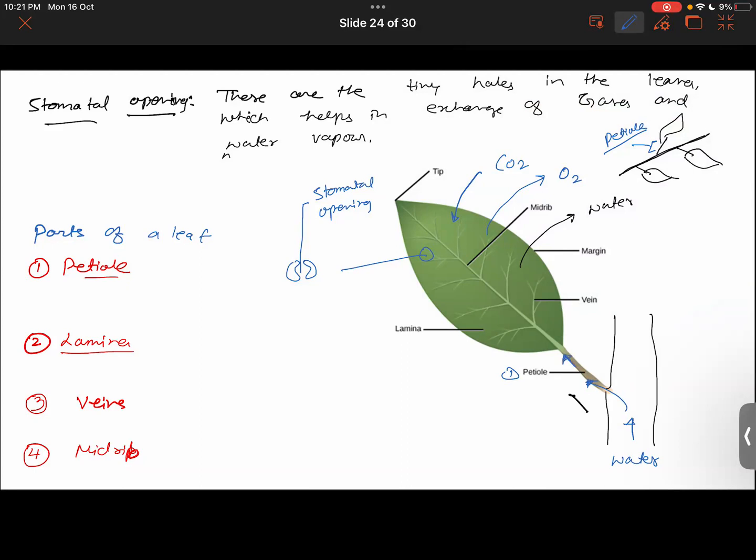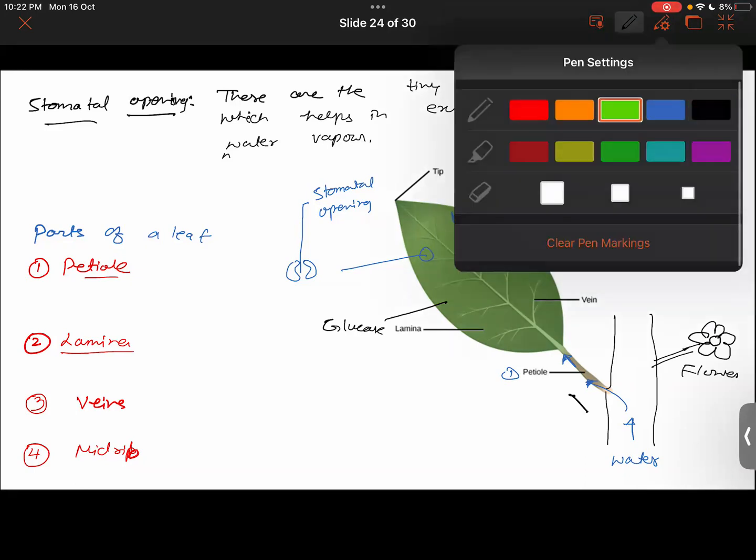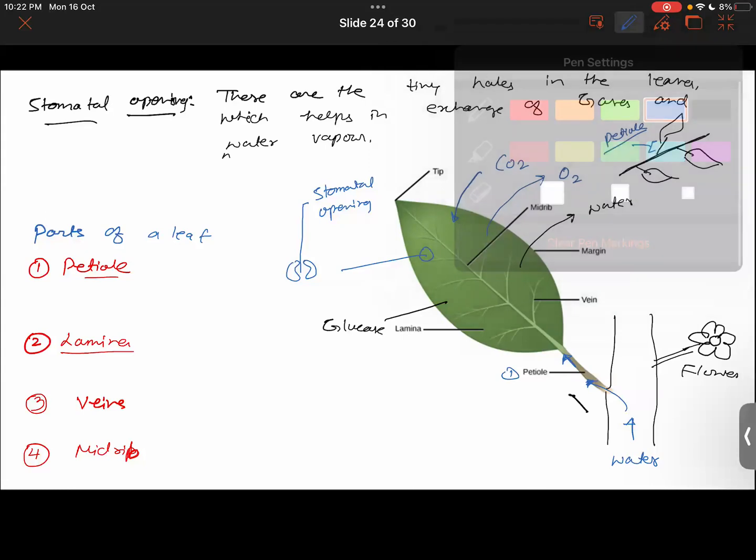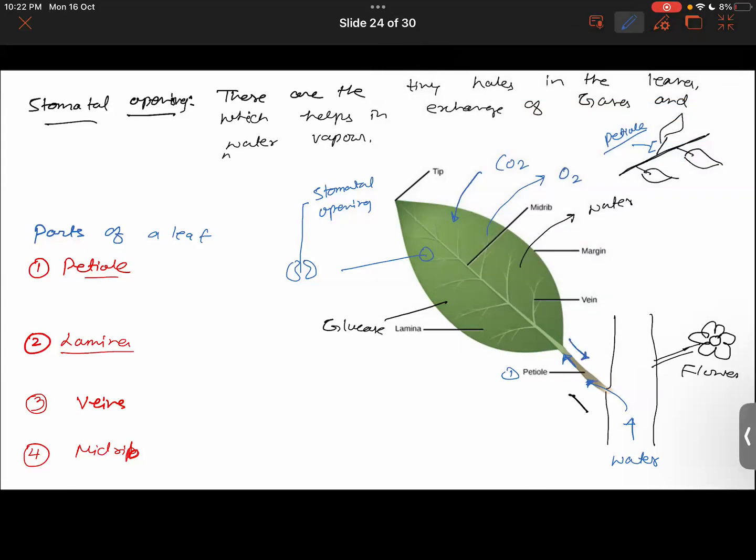And then you see that the glucose that is being produced by the leaf is required by other parts of the plant. Now, suppose on the other side there's a flower present here, and this flower actually requires some of the glucose. So via the same petiole, what will happen? The glucose will transfer to the stem and then to this flower. Is it clear or not?